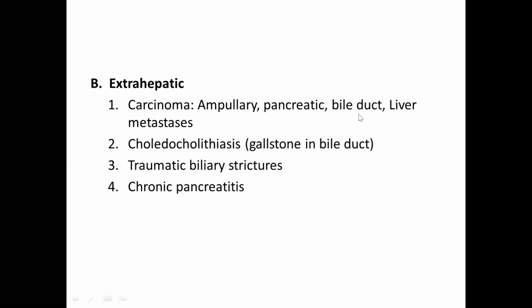So in the next slide or in the next lecture, we will see the remaining part, that is the approach to the patient with jaundice, its history taking, its investigation and management part.